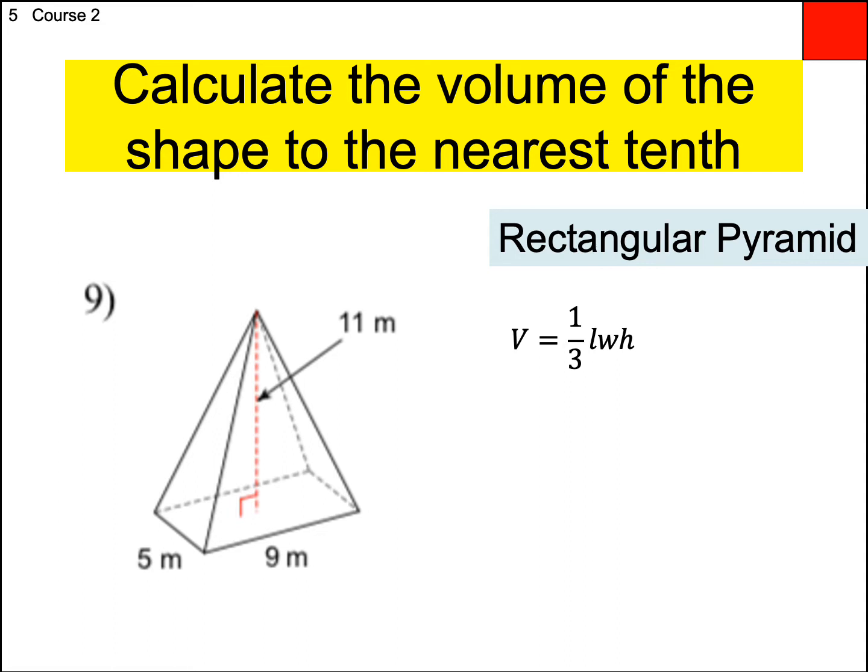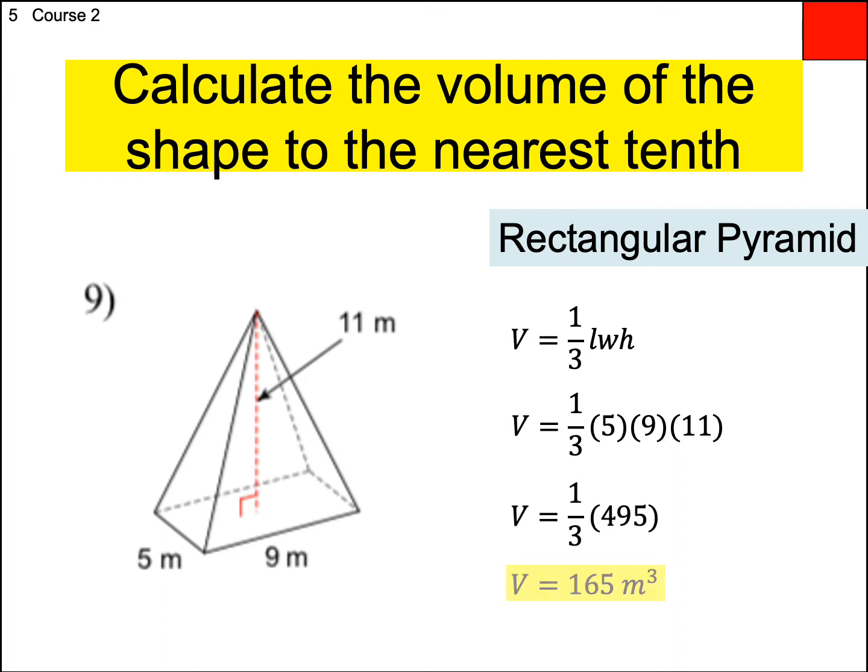Okay, so all we need is the length, the width, and the height. The height's easy. It's that little red dotted line. The length and the width are 5 and 9. So this is 5 times 9 times 11, which is 495. Divide that by 3. We get to our final answer, 165 cubic meters.